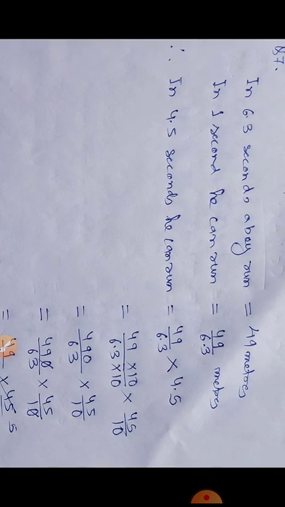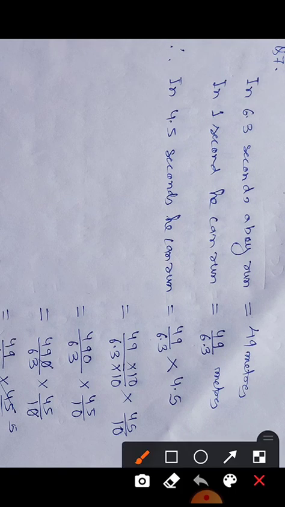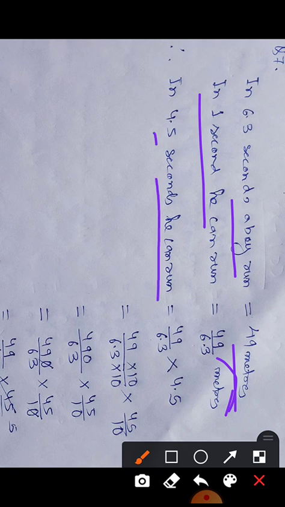In the solution, you see I have written in 6.3 seconds, a boy runs 49 meters. In 1 second, he can run 49 divided by 6.3 meters. Now, therefore, in 4.5 seconds, he can run how much? He can run 49 divided by 6.3 into 4.5.